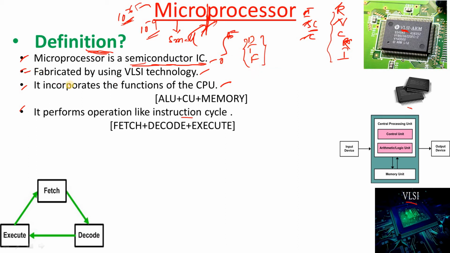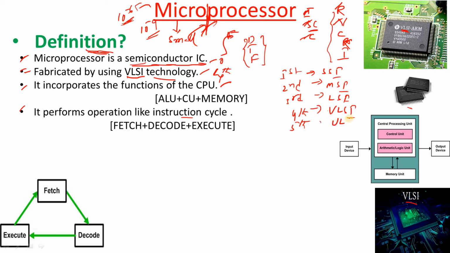Coming to the next point, fabricated by using VLSI technology. VLSI technology is a present day technology, the 4th generation technology. Previously we had the first generation, second generation, third generation, fourth generation and fifth generation. In the first generation SSI, second generation MSI, third generation LSI, fourth generation VLSI and fifth generation ULSI.